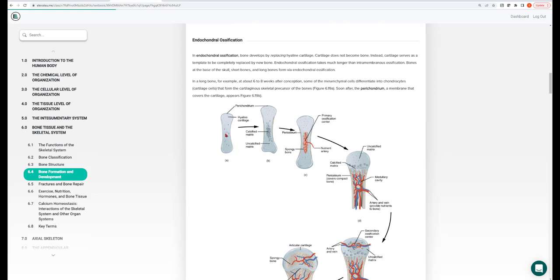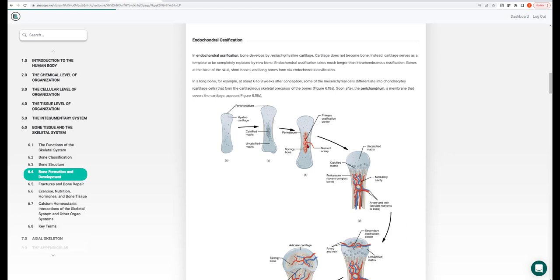First, you have a chunk of cartilage. That chunk of cartilage, remember, is avascular. Cartilage is not surrounded by periosteum. It is instead surrounded by perichondrium, right? It makes sense, right? Around the cartilage, there's a layer called the perichondrium.